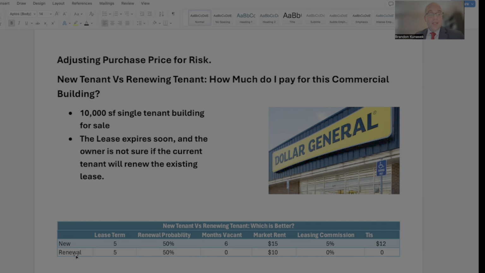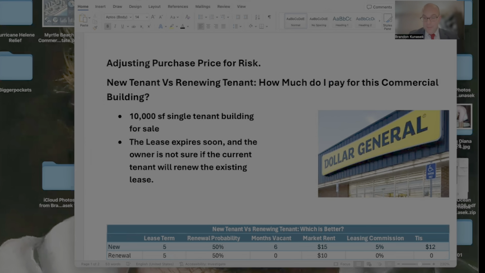Scenario two is going to be if you renew the current tenant. Now, that again is going to be a 5-year lease term. There's a 50-50 chance that could happen as well. The current tenant's already in there, so there's going to be no vacancy, which is a huge plus. You've got a $10 per square foot market rent. You're going to be generous. You're going to let him have it a little bit cheaper if he stays in there. And then your leasing commission, you don't have any of that. You don't have to hire an agent because the tenant's already in there, and you don't have any tenant improvement cost. Super cool, right? Now, let's hop into a spreadsheet that I built for us.